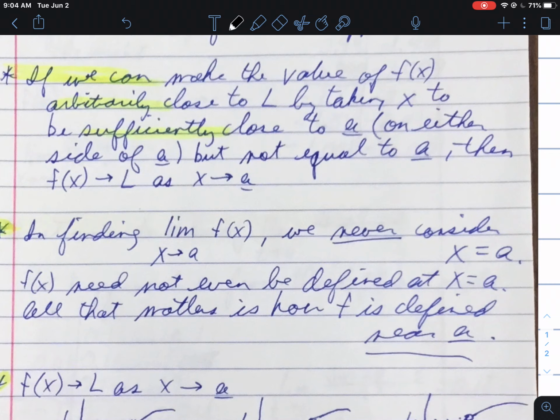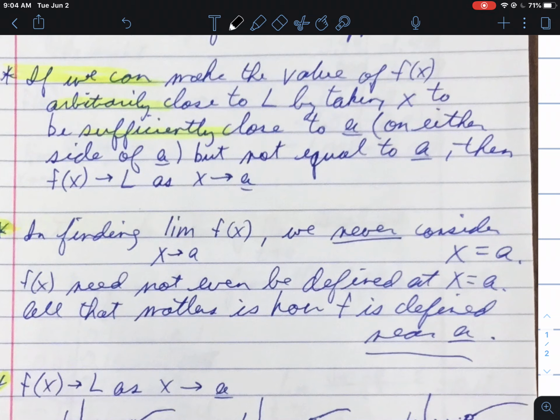But for now, it's sufficient to say, I want to plug in the values of x that are getting close to that a value until I can make an observation about what happens to the values of the function. And I think we had a little discussion on that in the previous section. We said, okay, we're going to plug in values for x that are getting closer and closer to 1. How close do I need to get to 1?